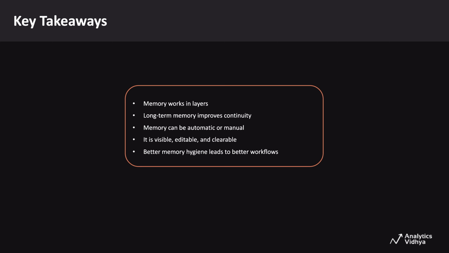The key takeaway is simple: Cowork becomes more powerful when it can carry context across time. But that only works well when memory is layered, relevant, and under your control. So think of memory not as a hidden feature, but as part of workflow design.